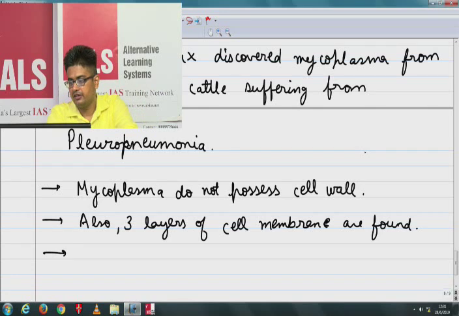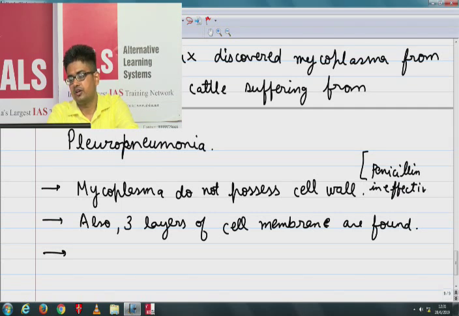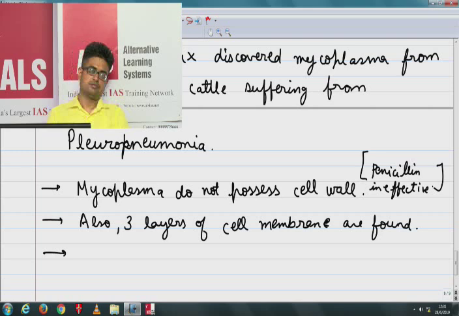You can write: penicillin is ineffective. No effect of penicillin, because they do not have a cell wall. So they already know how to survive without a cell wall.